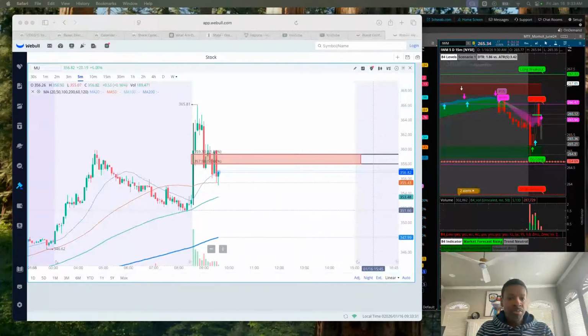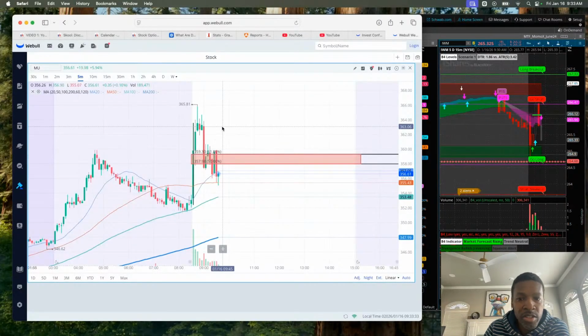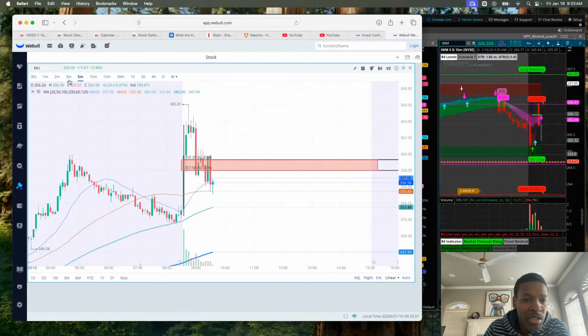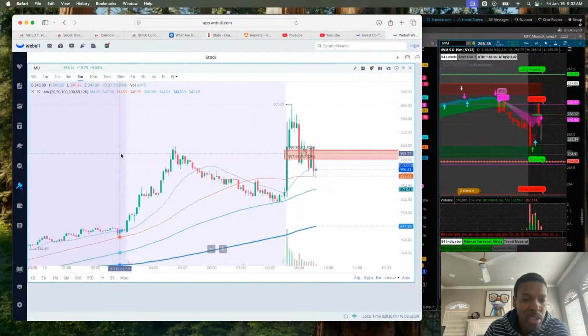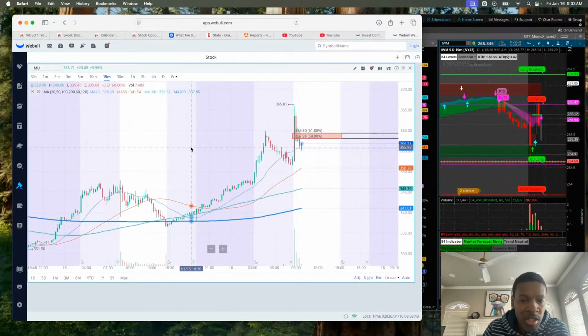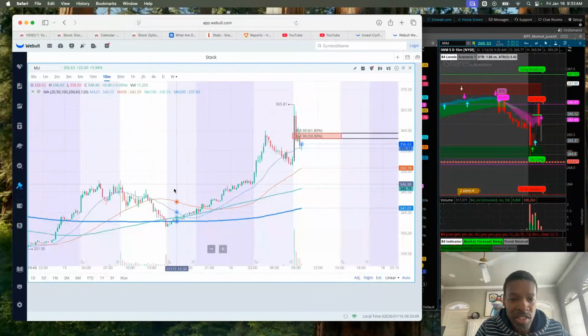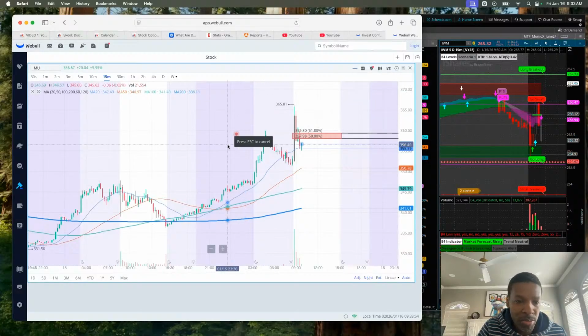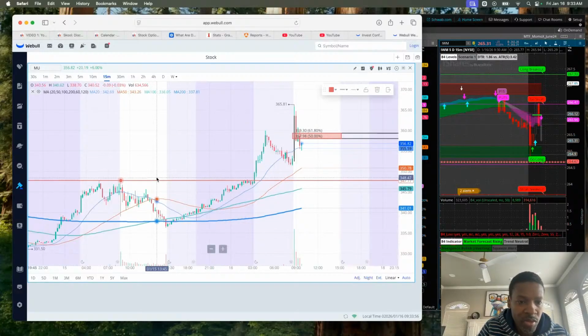All right, so as you can see right here, coming into today, we pushed up. Anytime we gap up, the main thing I'm interested in is if we can stay above previous day highs. And so let me just plot that right here.